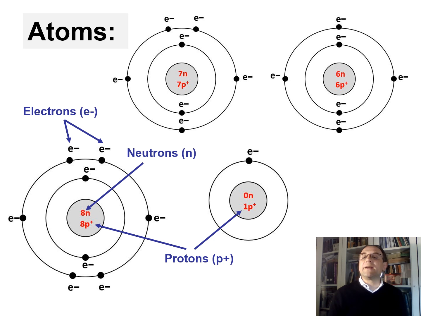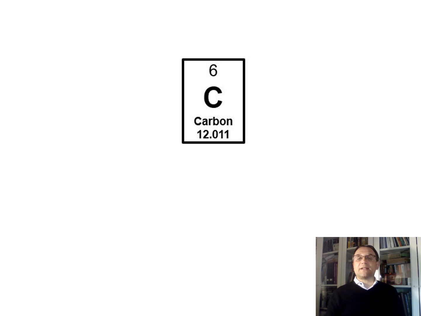Atoms of an element can exist in different forms. Atoms of the same element may have the same number of protons and electrons but a different number of neutrons. These atoms are called isotopes. As an example, let's take a look at the element called carbon. In the periodic table of elements, it is symbolized the way you see it on this slide.